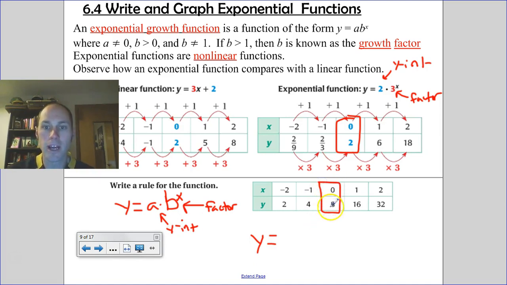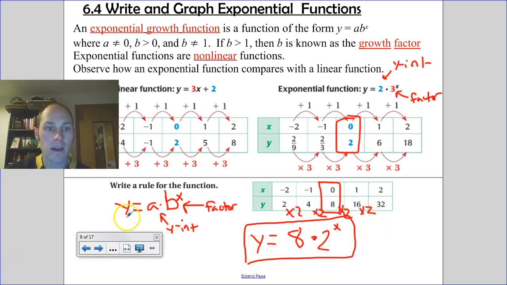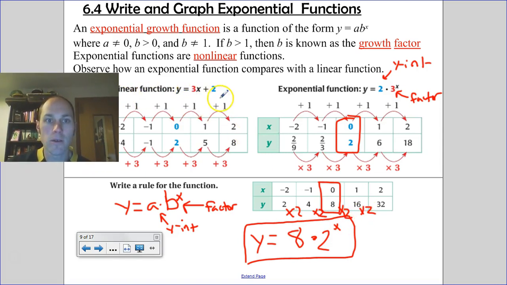When x is 0, it crosses the y-axis at 8, so 8. And what are we doing each time? Looks like we're multiplying by 2 as we go from one y value to the next. So that's what I'm doing from 8, 8 times 2, x number of times. So that will be our equation for that, following that pattern of y equals a times b to the x. Starting at 8 on our y-axis, multiplying by 2 each time. Similar to our linear function, where we started at 2 on the y-axis, and we're adding 3 each time. Repeated addition, we use multiplication. Whereas when we do repeated multiplication, that's where exponents come into play.